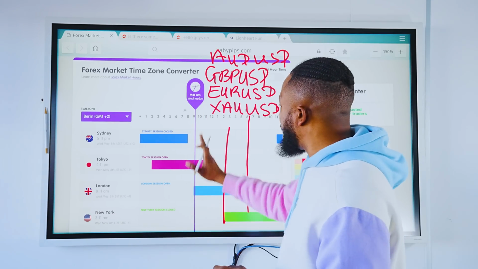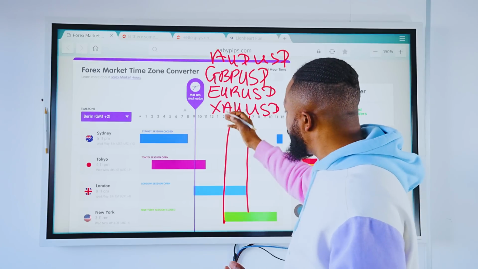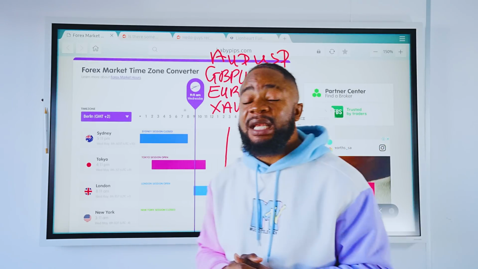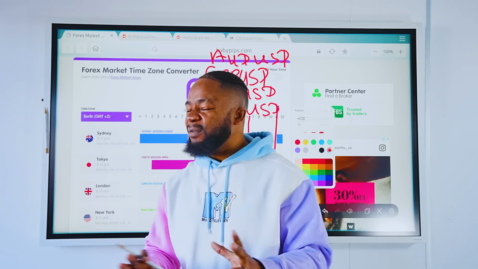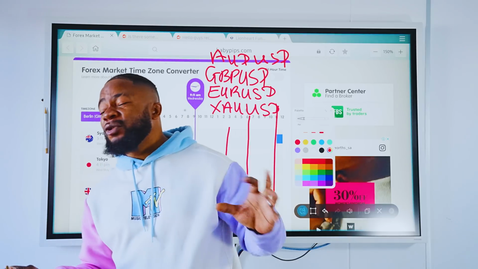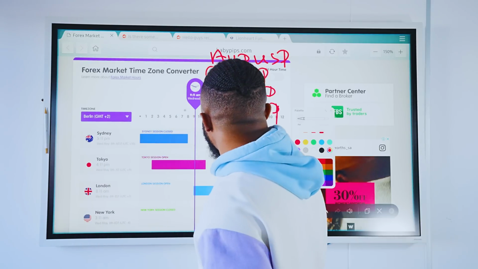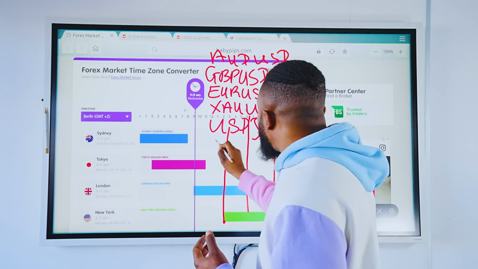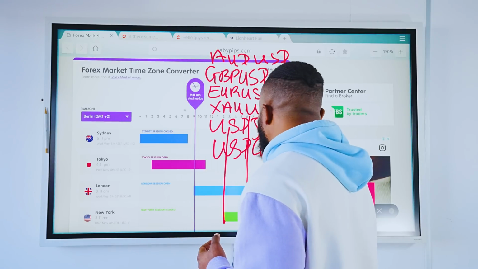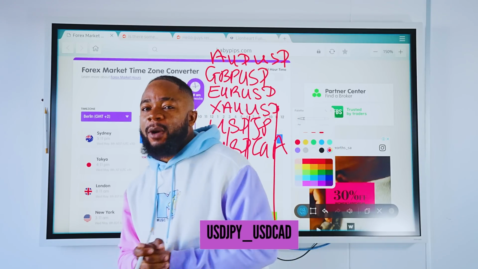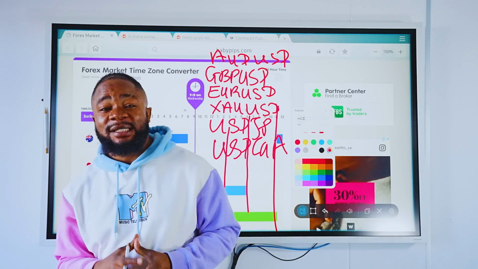But from the open of the New York session right up to the close of the New York session, which is going to be 11 p.m. my time, any USD pair is perfect. My gold people, this is where you should be marking. Great Britain Pound USD perfect. USD JPY, this is still the time. USD CAD, this is still the time you can trade all of this. All right. So this is what I wanted us to cover when it comes to market sessions.